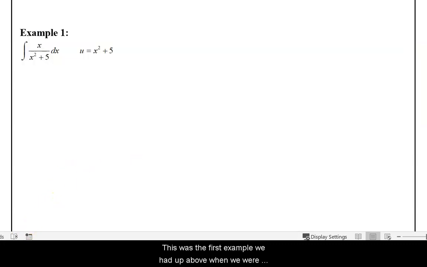This was the first example we had up above when we were trying to find the right place to find u. In this example, because this is a rational function, the best place to find u is probably the denominator. And again, I have to say probably because this is not a hard and fast rule. In this case, I get u equals x squared plus 5.